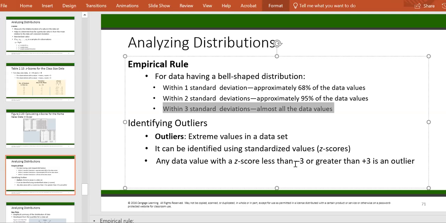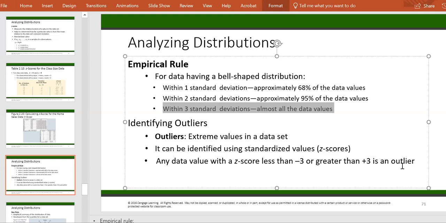The z-score is the number of standard deviations that a value is far from the mean of the distribution. So if a value has a z-score above 3 or below -3, that value can be identified as an outlier.